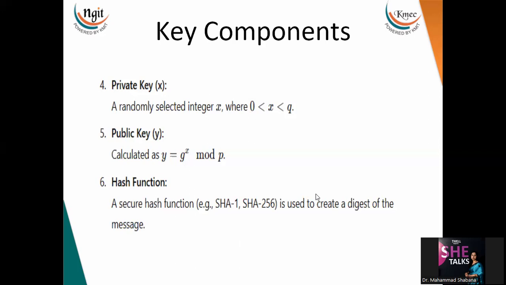And we are taking the private key. The private key is kept secret by the user, which is X. We are taking a randomly selected integer X, where 0 is less than X is less than Q. We are taking a public key which is derived from the private key. The public key is Y, where Y is equal to G power X mod P. And we are taking the hash function. The secure hash function, SHA-1 or SHA-256, is used to create a digest of the message.